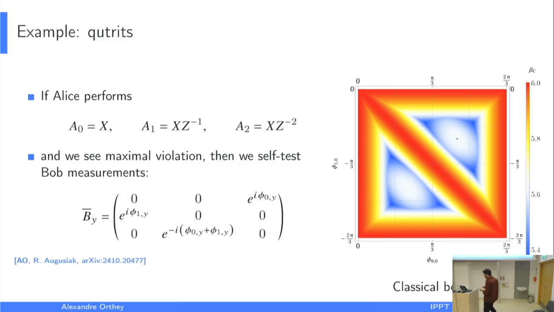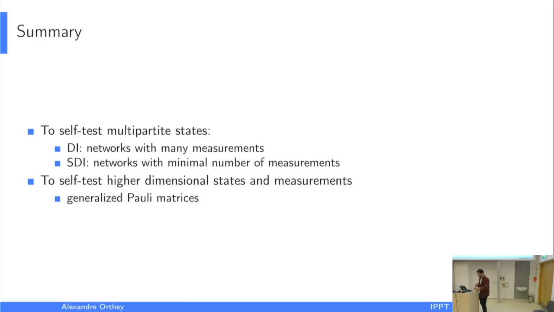So I think I can finish here. Just to summarize: to self-test multipartite states, you can use the device-independent way, then the networks are going to have a lot of measurements. In the semi-device-independent way, you can use networks and that will reduce the number of measurements. And to self-test higher dimensional states, you can use generalized Pauli matrices. I think this is the summary that you can have of this talk. Thank you very much.